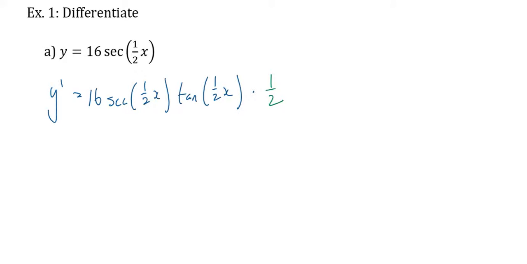So secant u, tan u times u prime, the derivative of the angle, which is just a half. And definitely the rule is we would combine those monomials. So 16 times a half is 8. You can try this one too.